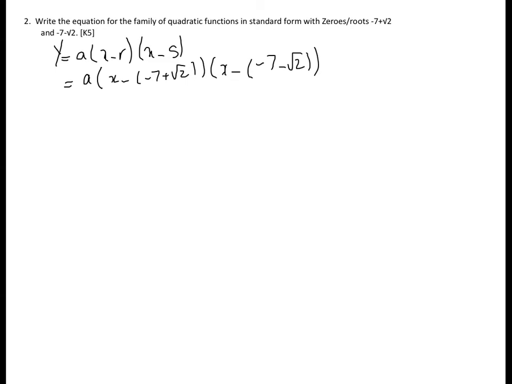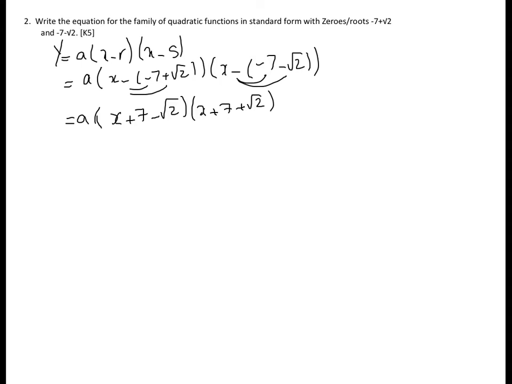Now I'm going to distribute this negative inside the bracket here too. So I get a times x. Now negative times negative 7 gives me plus 7. Negative times square root of 2 gives me negative square root of 2. Negative times negative 7 gives me 7. Negative times negative square root of 2 gives me plus square root of 2.